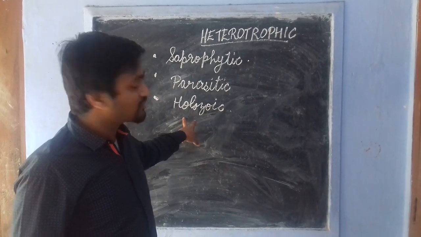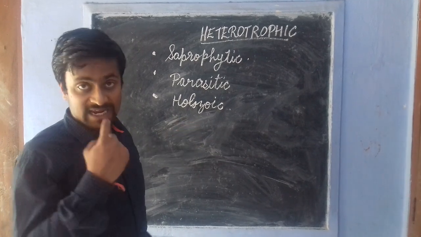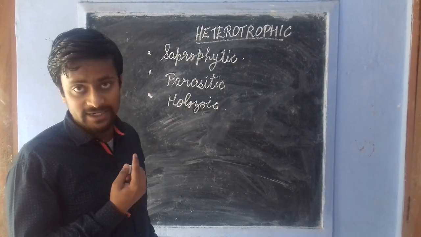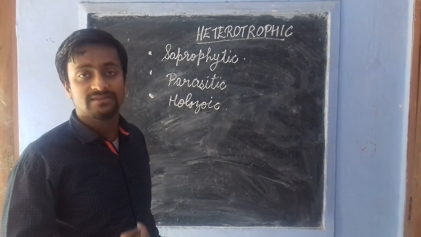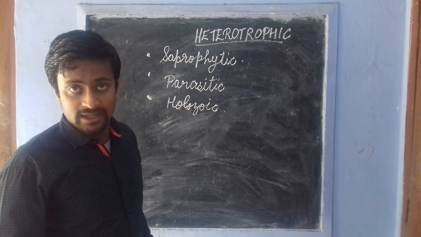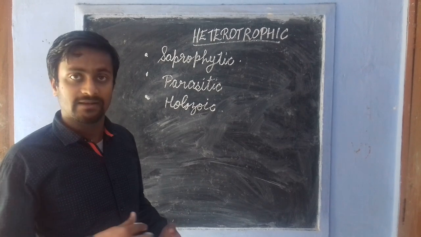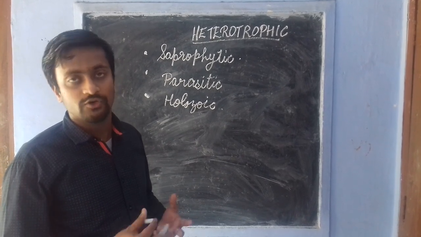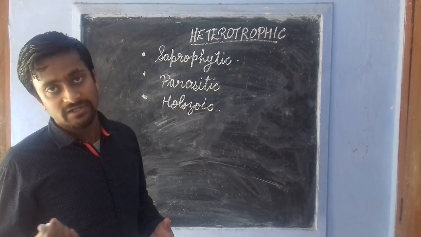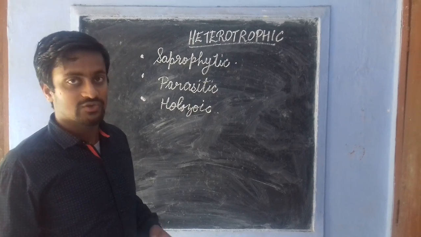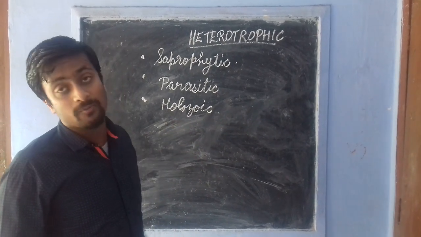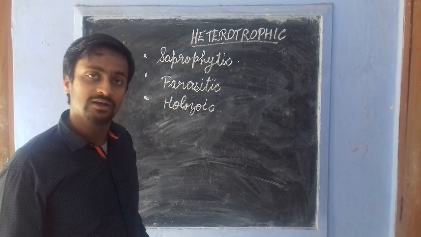In holozoic nutrition, what happens? The food which is taken in is chewed with the help of the teeth, and then passed into the stomach, where it is digested and absorbed by the cells, and then the remaining part, which is not useful for the body, is removed. This is known as excretion. So holozoic nutrition is most common in animals, including human beings.